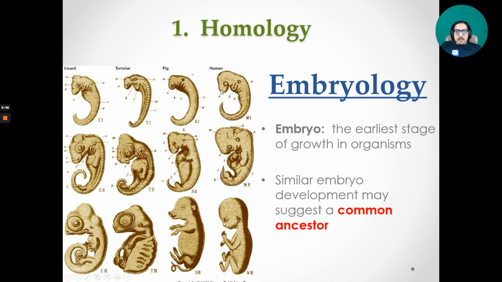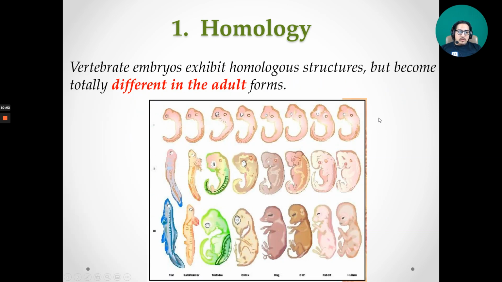We're all pretty much starting to look the same. Then as we grow with time, we start changing, and you end up with a lizard, a turtle, a pig, and a human. But at the beginning, this is what embryology is. We all start the same.